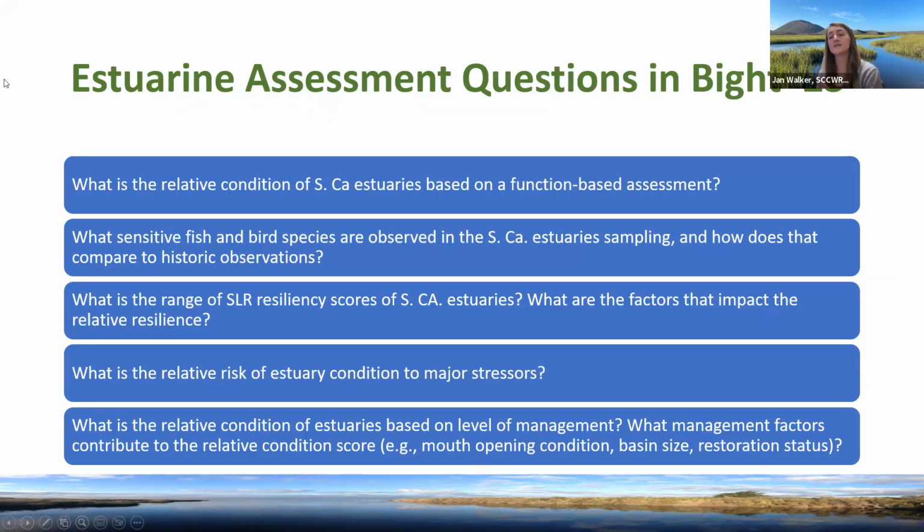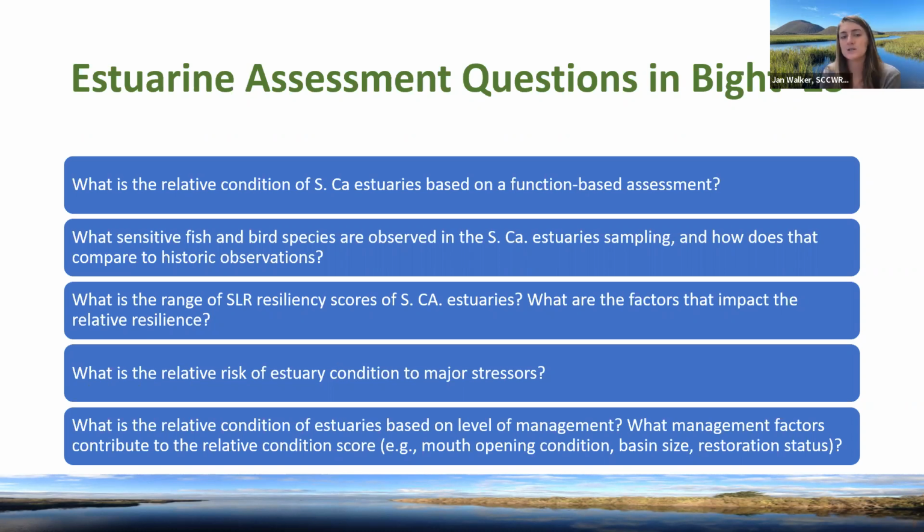Okay, so for this year, we have 5 specific questions with this big fundamental question of what is the relative condition of Southern California estuaries based on a function-based assessment. So this is using the EMPA framework. And then with that broad question, we're hoping to answer a series of sub-questions as well. One focusing on what are the sensitive fish and bird species that are observed in Southern California. So this can leverage some of the CDFW efforts that are going on that are specifically looking at rails, as well as the Tidewater goby.